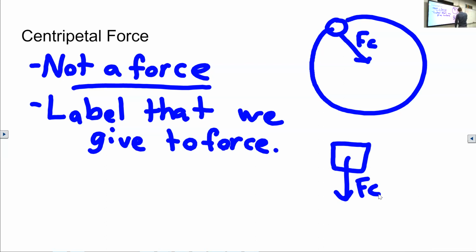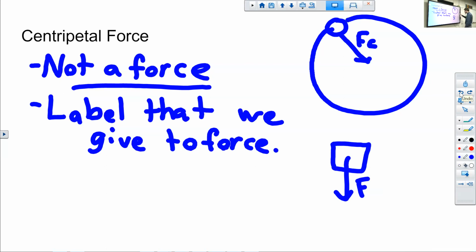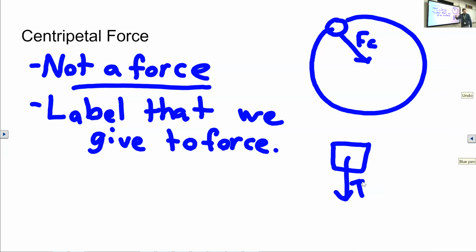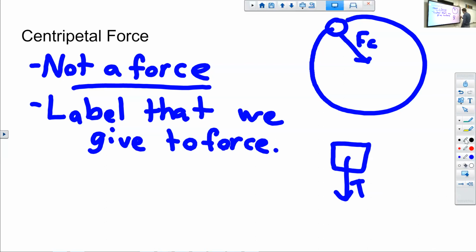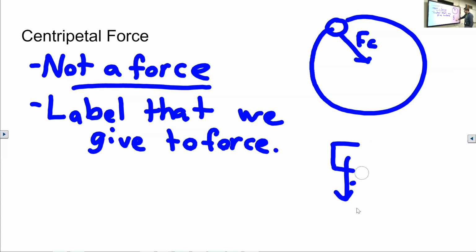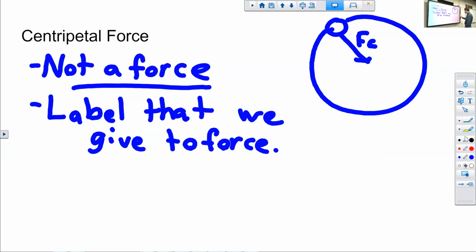The reason is because centripetal force is caused by something else, something like a tension force pulling it toward the center if you're spinning it on a string. Or it could be a normal force if it's banked around like some kind of a ramp, like a bowl or something. But yeah, it could be any other force. And the key idea here is that you never put centripetal force on a free body diagram. It is just a label, okay?